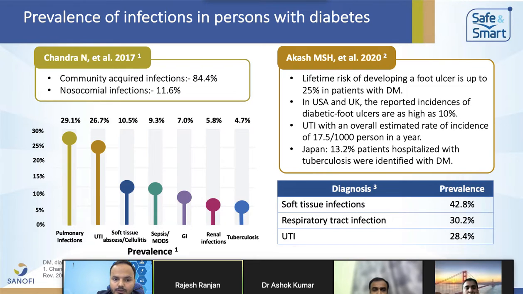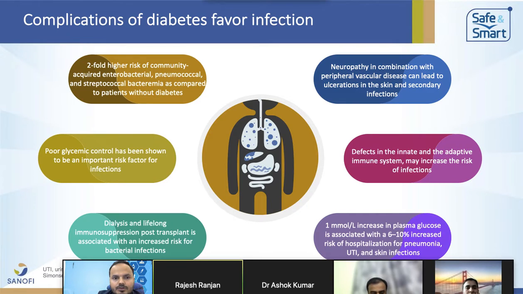And if you look at tuberculosis, which is very common in our state, almost 5%, like out of 100, you may find 5 patients out of 100 diabetic patients suffering from tuberculosis. So complications of diabetes usually favor infection.